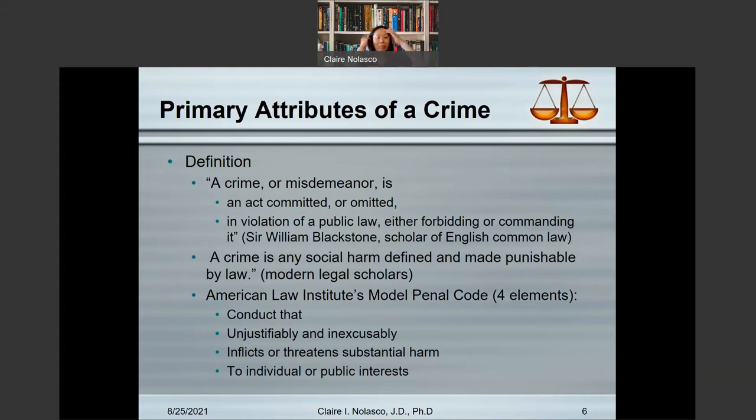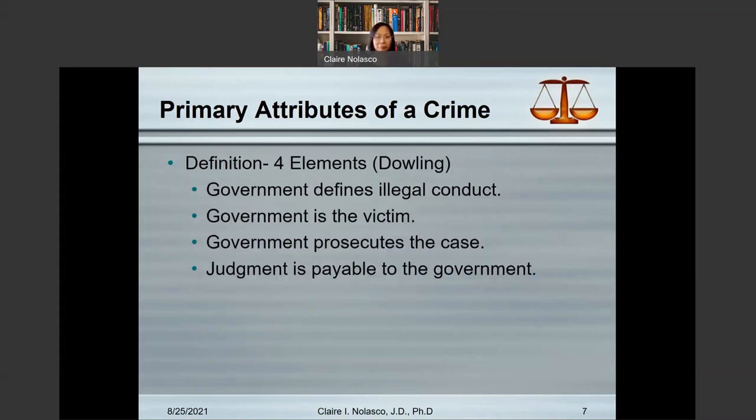A second definition of crime is that it is any social harm defined and made punishable by law. The American Law Institute's Model Penal Code has four elements. It is conduct that unjustifiably and inexcusably inflicts or threatens substantial harm to individual or public interests.